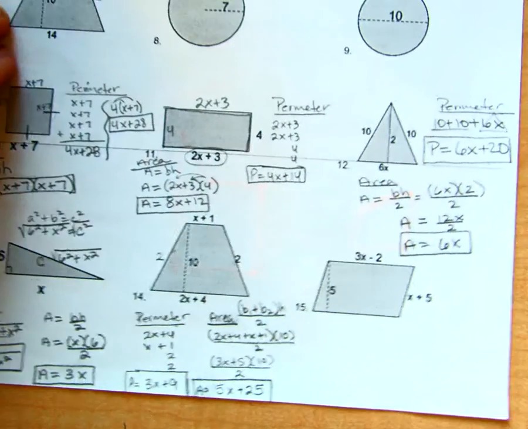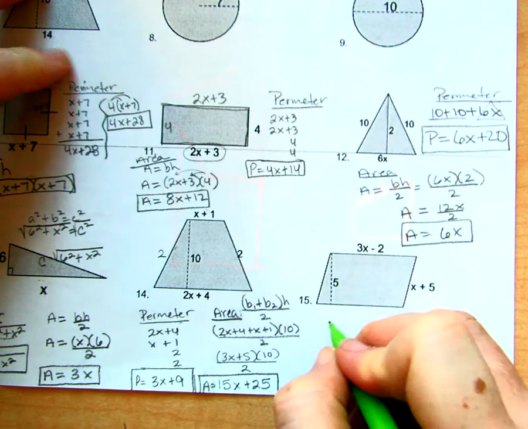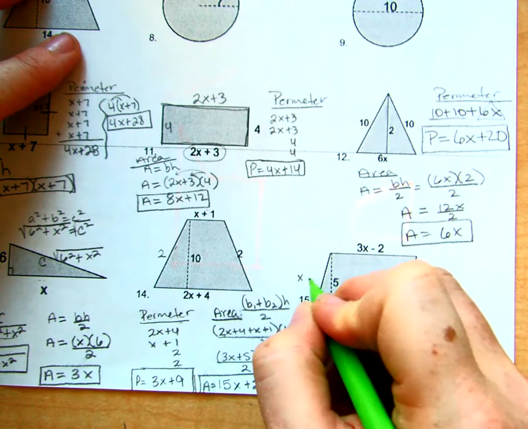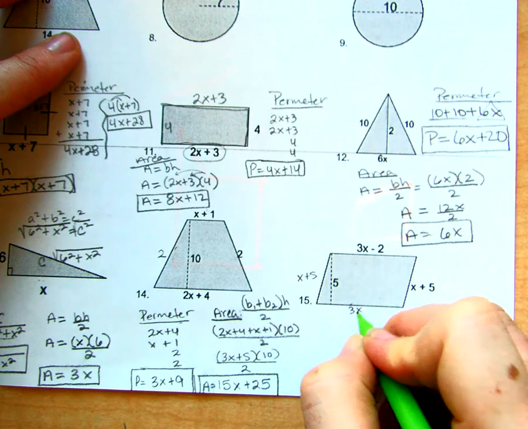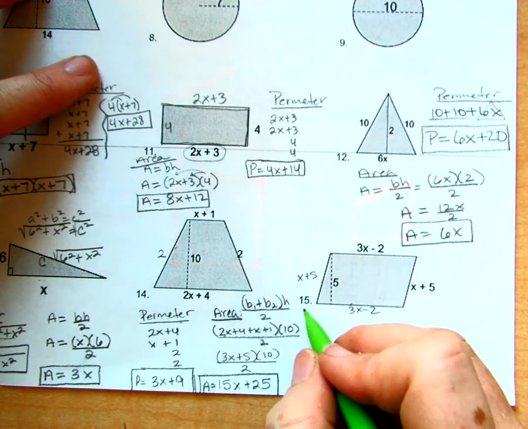And then, last but not least, my parallelogram. So assume all four sides are the same. This would be x plus 5. This would be 3x minus 2. Not all four sides, I'm sorry. Opposite sides are the same since it's a parallelogram.